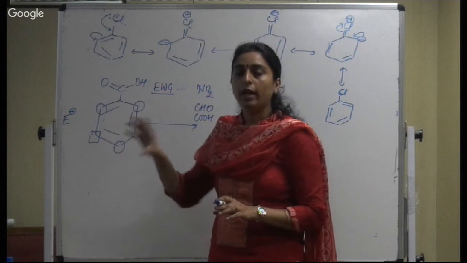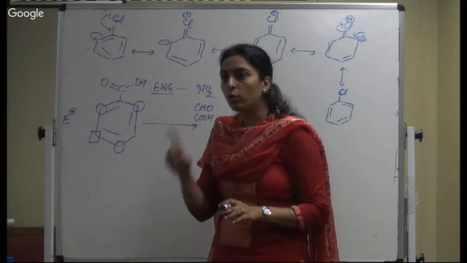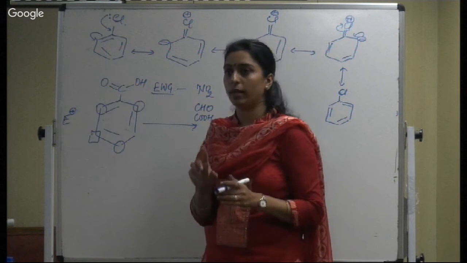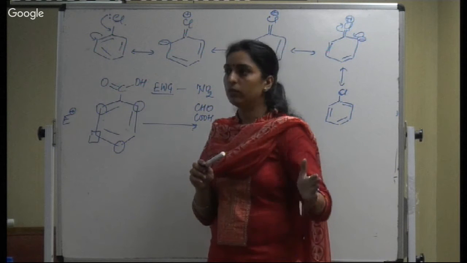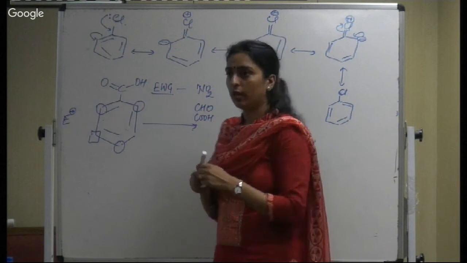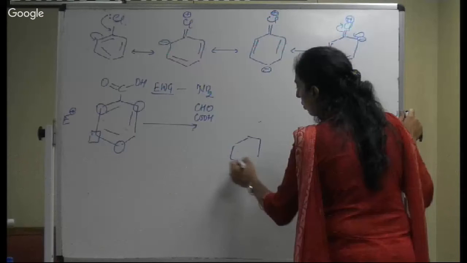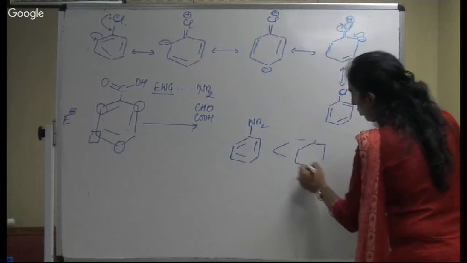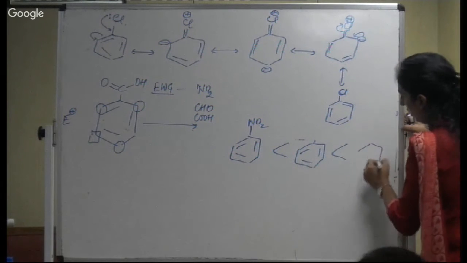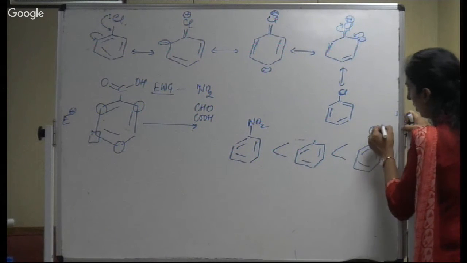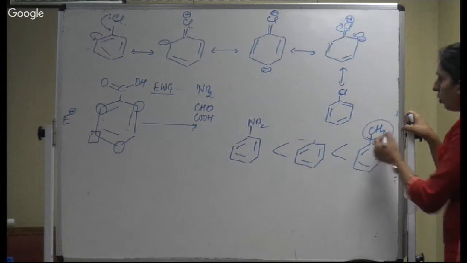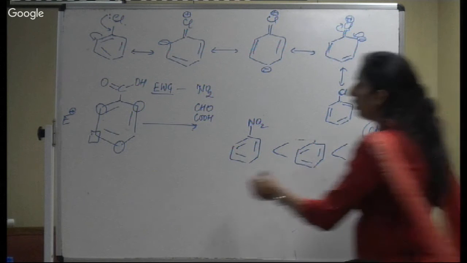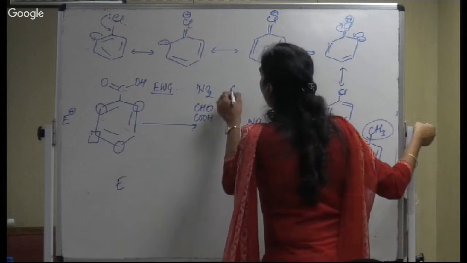And remember, if an electron withdrawing group is present, the rate of electrophilic aromatic substitution would be slower in comparison to simple benzene. That is why nitrobenzene undergoes electrophilic aromatic substitution slower in comparison to simple benzene, and in comparison to toluene, because toluene has an electron donating group. It donates electrons by hyperconjugation effect. And electron donating groups are, what about nitrile?